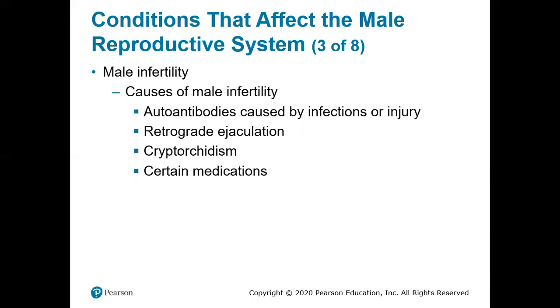So some causes of male infertility: autoantibodies caused by infections or injury, retrograde ejaculation, cryptorchidism, and certain medications.